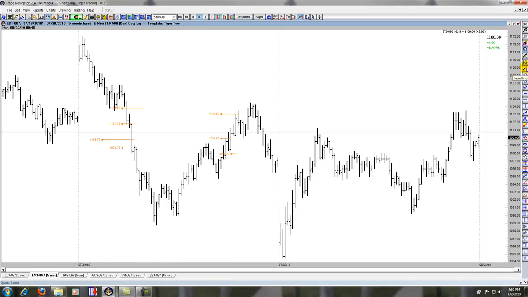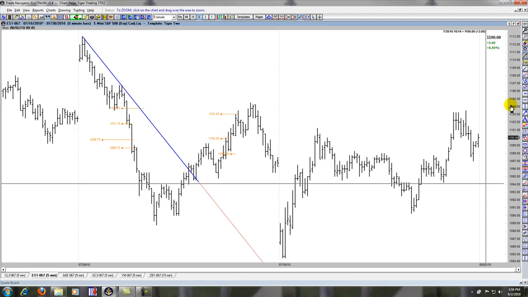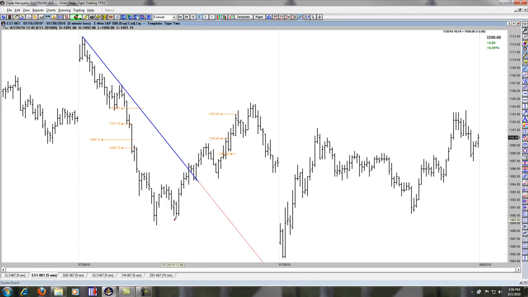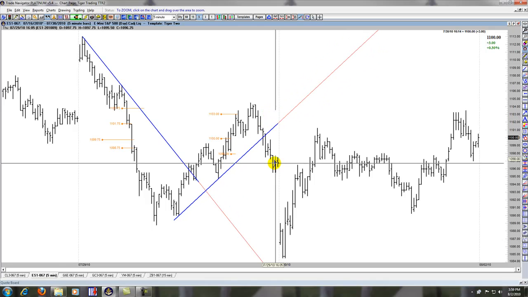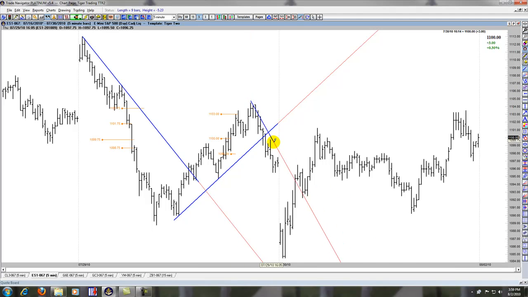What do we know? We have a trend that established itself through here, basically. We have another trend that you can see established itself later in the day, and it went up. And late in the day, you can see one more trend that went down.